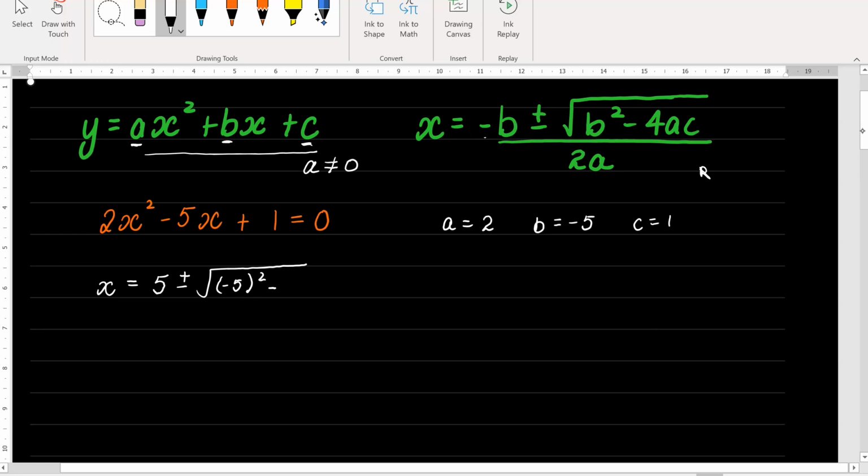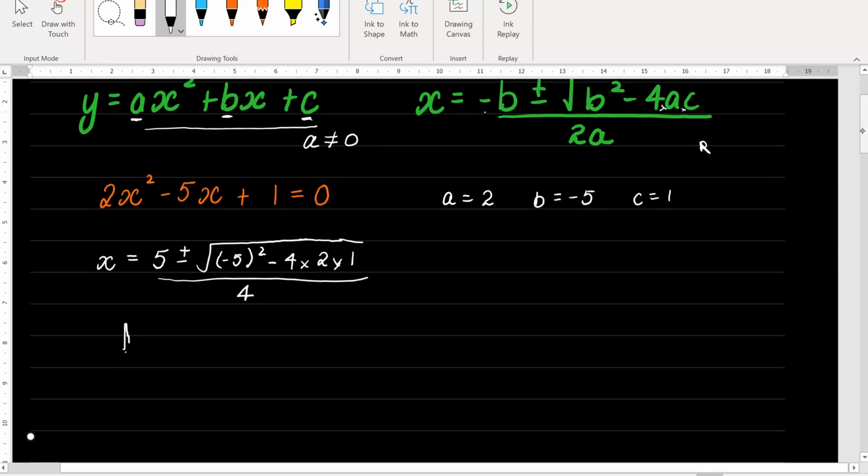Why did I put a minus? Because the formula told me to. And here it's 4 times a times c, so that's exactly what I'm going to do. 4 times a, my a is 2, and c is 1. All that goes in there. It's all over 2 times a, and 2 times a is 2 times 2, so it's 4. Your job is pretty much done.